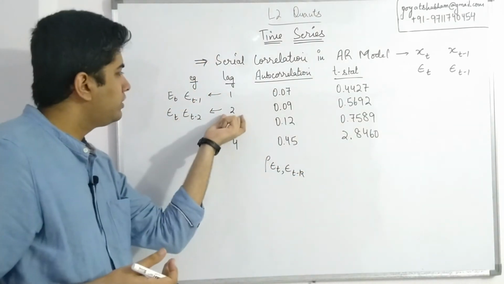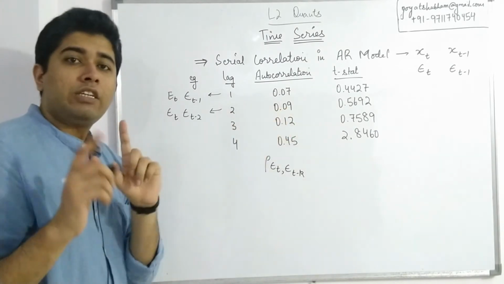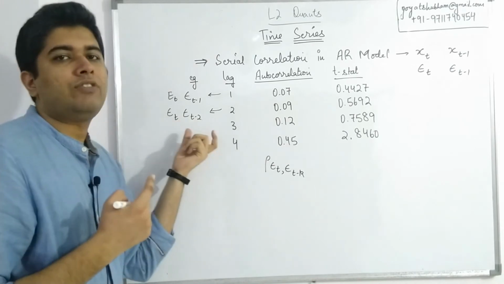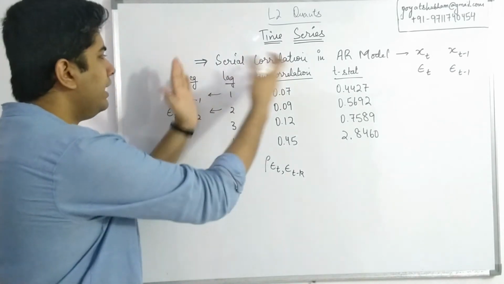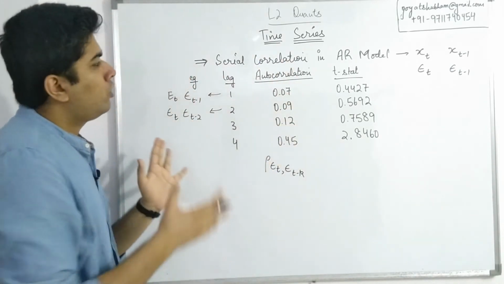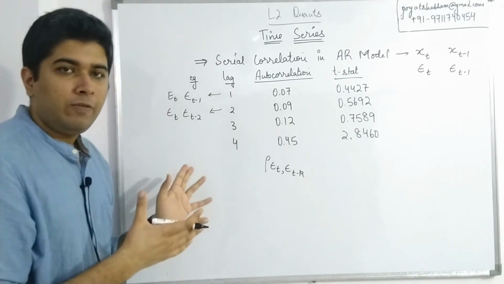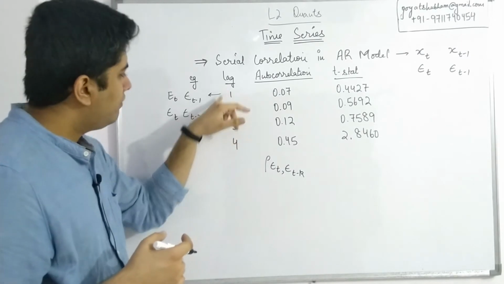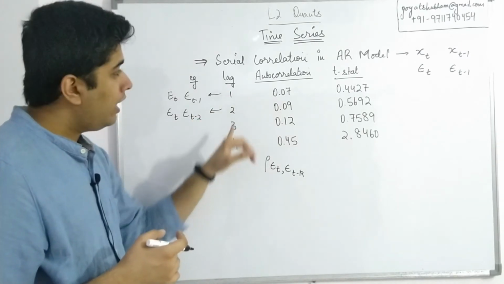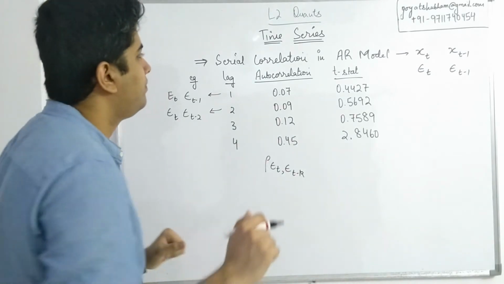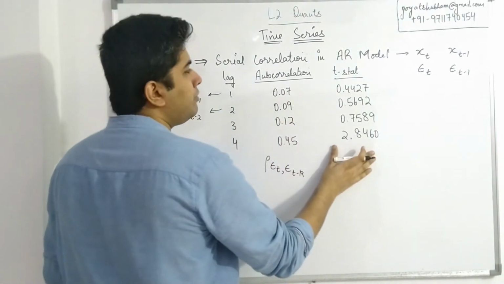So in this case, 0.09 is the correlation between the error of series t and the error of series t minus 2. Just to give you an understanding of what the values in this table are, because this is exactly the kind of table you'll get in your exam: I have different error lags and the corresponding correlations already calculated for you. Then we have something known as t-stat.